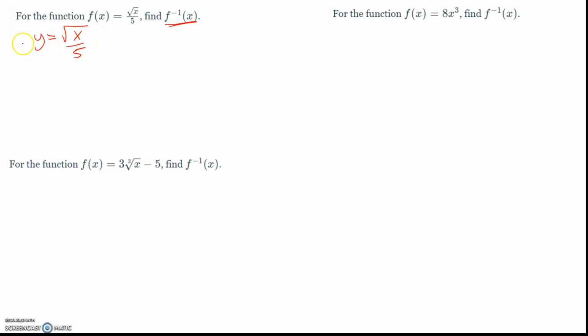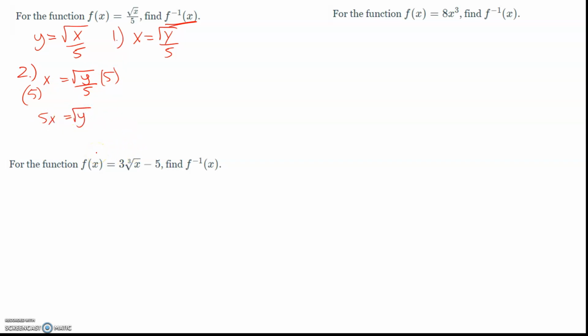Now I'm going to swap. This is my step 1 right here. I'm going to swap my x and my y. So this becomes x is equal to the square root of y over 5. Now step 2, I'm going to solve for that. So I'm going to take my inverse operations. The first thing I have to do here is multiply by 5. I have to move this 5 out of here. So this becomes 5x. I have to multiply both sides by 5. This becomes 5x equals the square root of y.